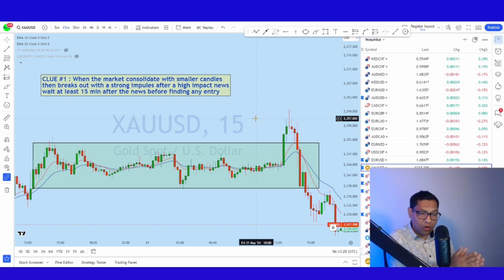Now this is the primary clue that can be used when the market starts to consolidate before any high impact news, and then suddenly breaks out with a very strong impulse from that consolidation. There is a high chance that the market will make a big move in the direction of the breakout or the other direction. Here the most important part is to know that once the market has broken out, it is most likely to be trending in the major direction of the trend.